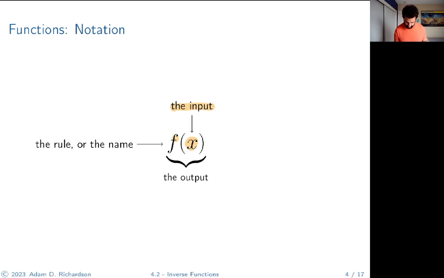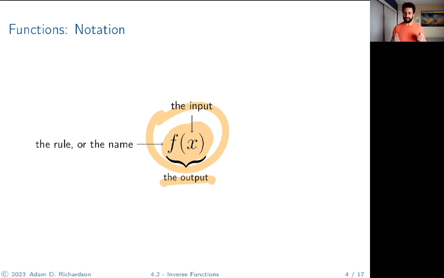Now, this little piece over here, this letter f, is what's called the rule or the name. So that's like the label on the box, the name of the box. It's like you put a sticker on the side of the box, and that sticker essentially says what the box does. So that's what the letter f means. Now, perhaps the most important part is this. The entire symbol as a whole represents the output, the output.